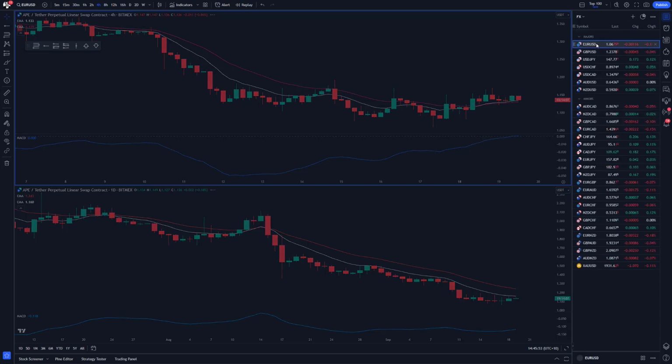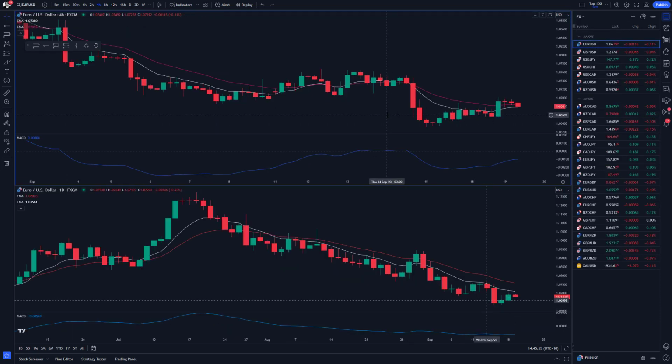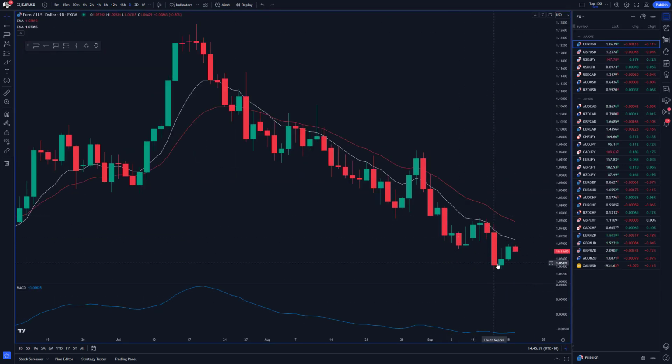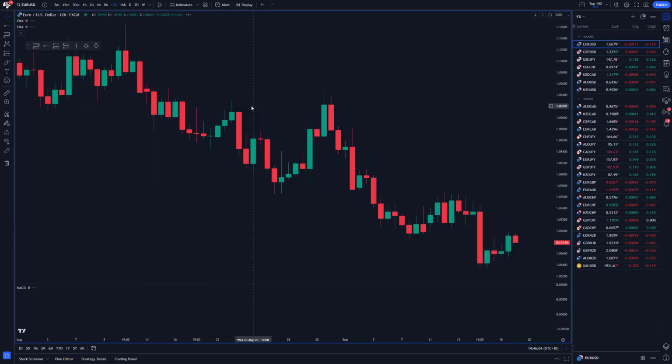The same thing I would do when I'm looking at my FX pairs. I'm looking to see, is there a trend? And you can see the daily, lower high, lower low, pulling back in. It's not quite there on the daily. Let's try the 12 hour.